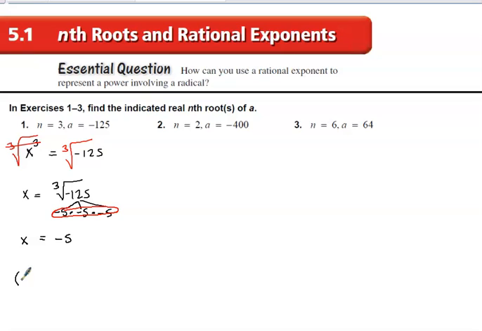And the reason that this is true is because negative 5 raised to the power of 3 is negative 125. We can think of that as checking your answer. So our third root is negative 5.